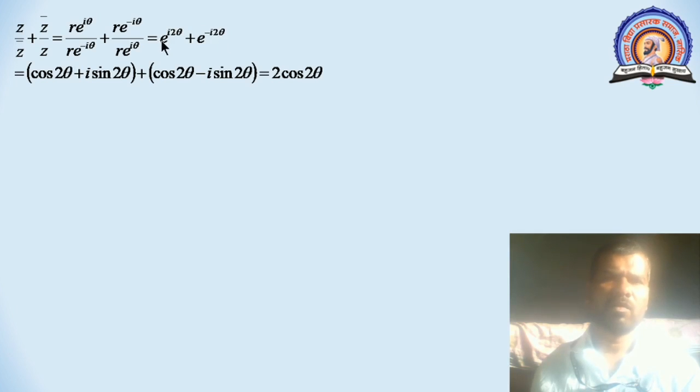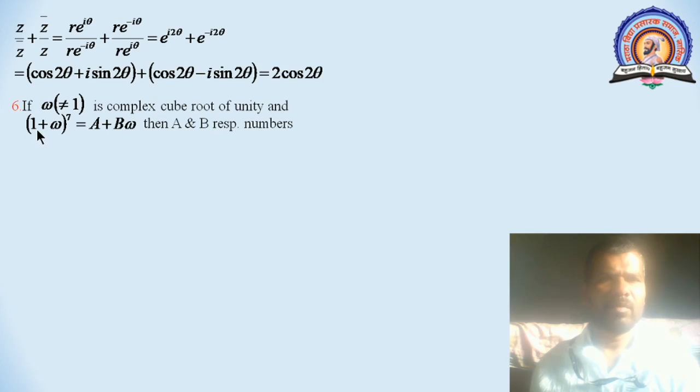This exponential form is converted to the polar form again. e raised to i2 theta can be written as cos 2 theta plus i sin 2 theta, and e raised to minus i2 theta can be written as cos 2 theta minus i sin 2 theta. While opening the bracket, i sin 2 theta minus i sin 2 theta gets cancelled. Cos 2 theta plus cos 2 theta is 2 cos 2 theta. Therefore, the option is 2 cos 2 theta.